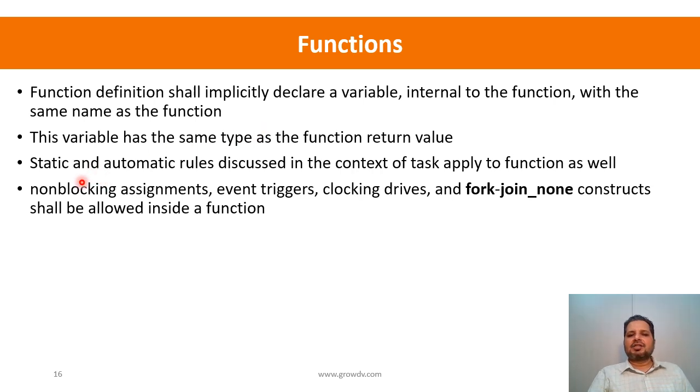And then functions can also be static or automatic, and the rules that we have discussed for the variables within the begin end and the formal arguments in the context of task apply to functions as well. You can make non-blocking assignments, they don't consume any time, whereas blocking assignments consume time. So you can use non-blocking assignments within the function. We will be seeing named events. A named event trigger doesn't consume any time, so it can be done. You cannot wait on a named event, but you can trigger the named event from the function.